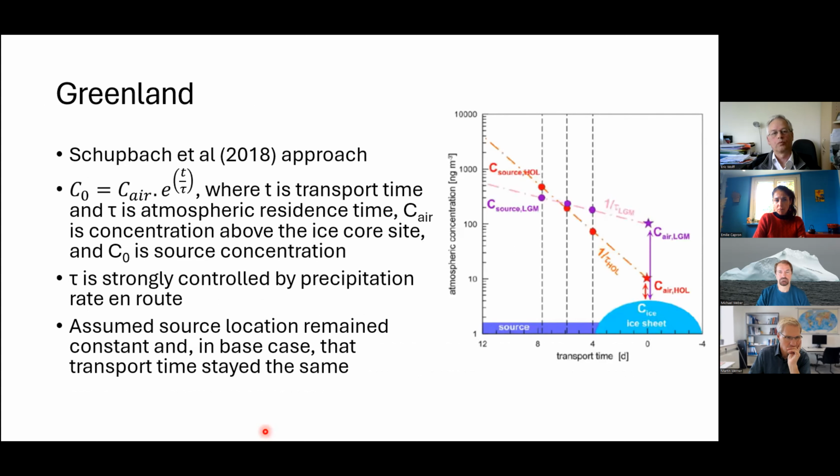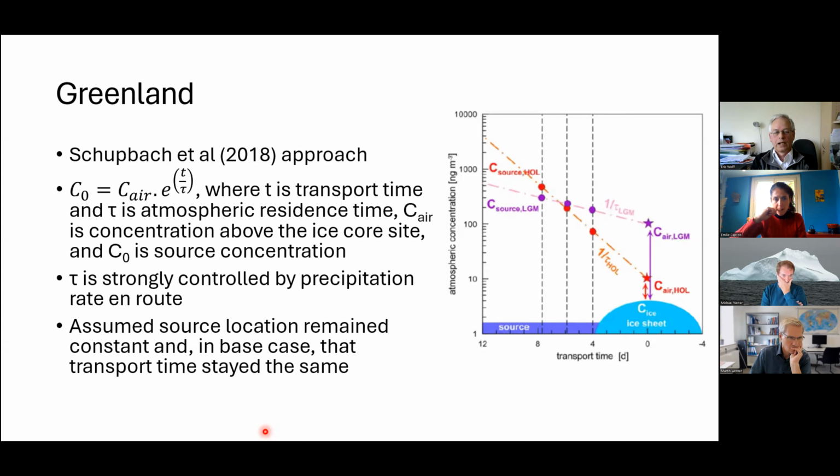So for Greenland, the most recent version was the approach by Simon Schut back in 2018. He used this idea of the change in the lifetime of the dust, so that's the tau in that equation, compared to the transport time, to try and back out what the concentration was at the source. So C air is the concentration above the ice core site, which we are equating essentially with the flux of dust to the ice core. And then by using this equation, you can get back to the concentration at the source and say how the source concentration changed. So what controls that tau value is mainly the precipitation rate en route.